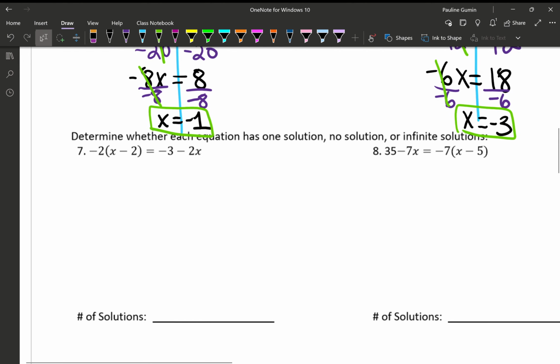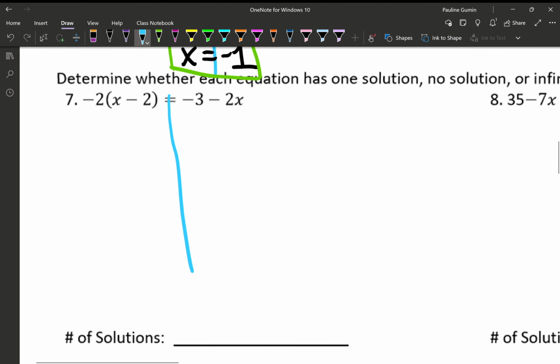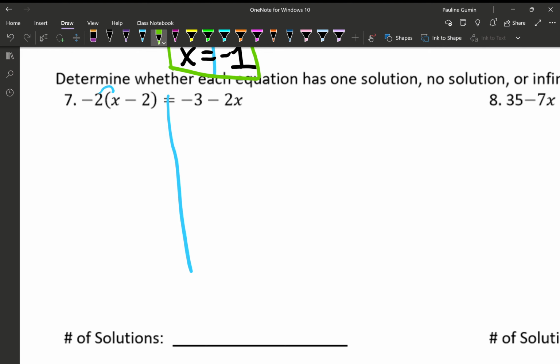Now, number 7 or 8, what I'm asking you here to do is just to determine whether each equation has one solution, no solution, or infinite solutions. I'm not asking you to solve it. But in order to find out what amount of solutions they have, we do need to do some distributing. I'm going to put the line down the middle here. Let's zoom into number 7.